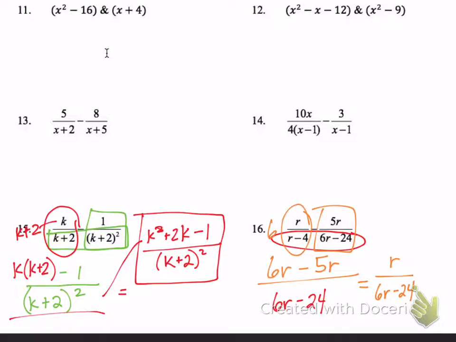You could leave it like that. You would be fine. But I'm always looking for greatest common factors. So both of these have a 6 in common. So I could take a 6 out of the bottom to be r minus 4. Like that. I would accept either answer. This one is the most correct because you're taking out the greatest common factor.